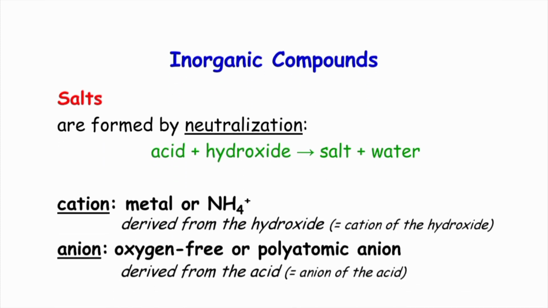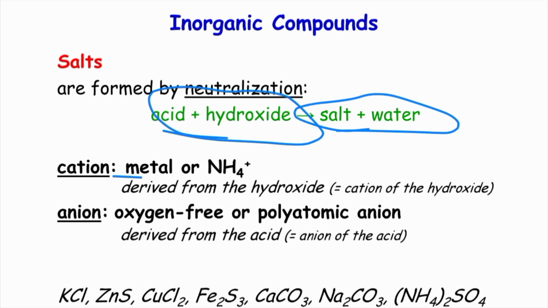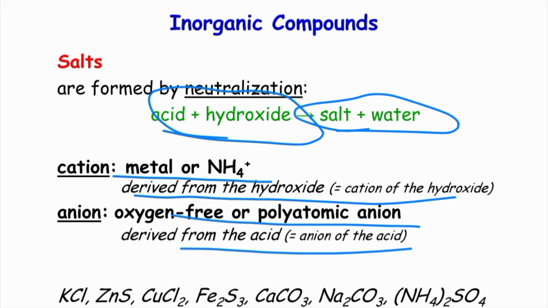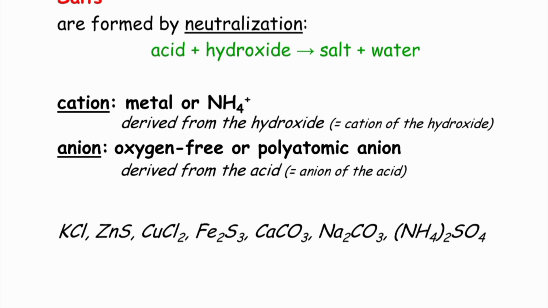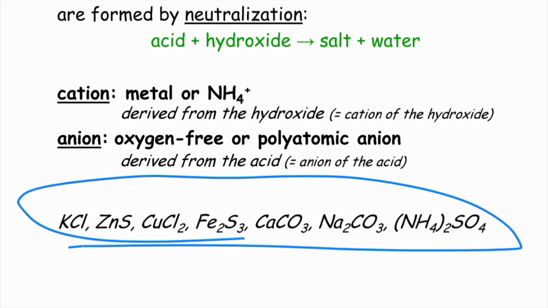Inorganic compounds like salts are formed by neutralization of acids plus hydroxide, and salt and water are formed. A metal or NH4 positive cation derived from hydroxide, and an oxygen-free or polyatomic anion derived from the acid. These are examples here: KCl, ZnS.